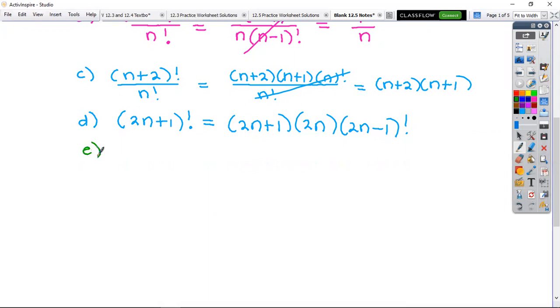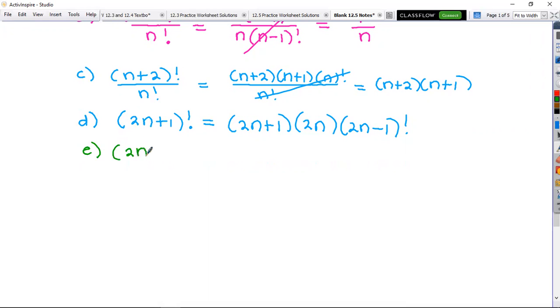So letter E. Say we want to break down and simplify 2n plus 2 factorial. What would I do? 2n plus 2, subtract 1, so 2n plus 1, subtract 1, 2n. And again, you could keep going if you needed to, as far as you wanted. Just keep going minus 1, minus 1, minus 1.